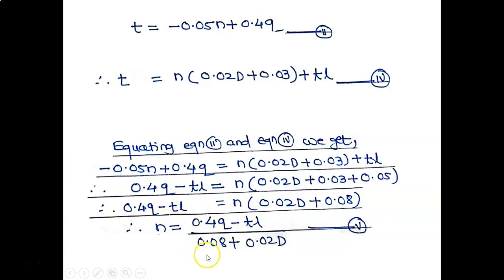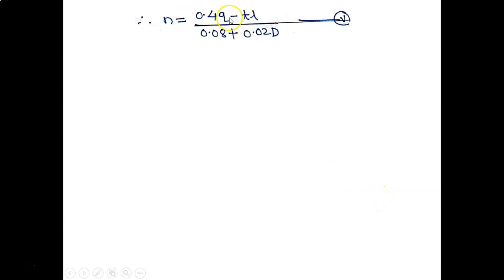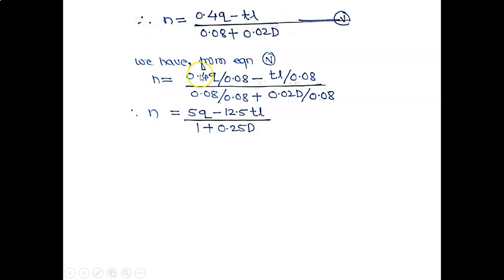Now here we want the value to be equal to 1. Therefore, we will divide the numerator and denominator of equation 5 by 0.08. N is equal to 0.4Q minus TL divided by 0.08 plus 0.02D. Therefore, N is equal to 0.4Q divided by 0.08 minus TL divided by 0.08, divided by 0.08 plus 0.02D divided by 0.08. Therefore, N is equal to 5Q minus 12.5 TL divided by 1 plus 0.25D.